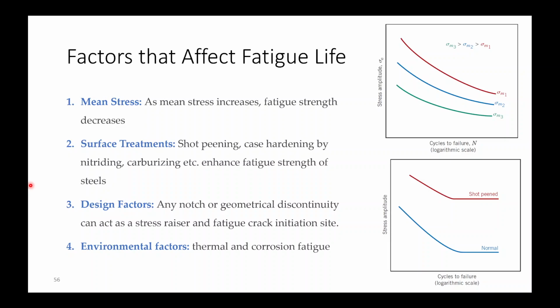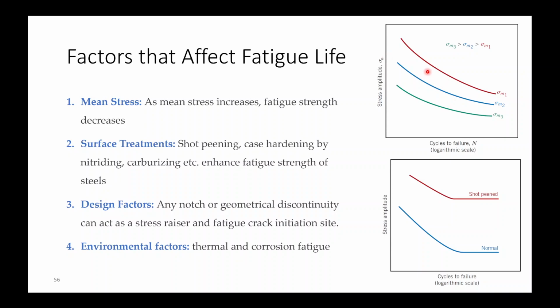Third is design factors. If there is any notch or geometrical discontinuity, it can act as a stress raiser, and a fatigue crack can initiate at these sites. Fourth is environmental factors. For example, high temperatures or the existence of a corrosive environment can lead to an increase in fatigue.